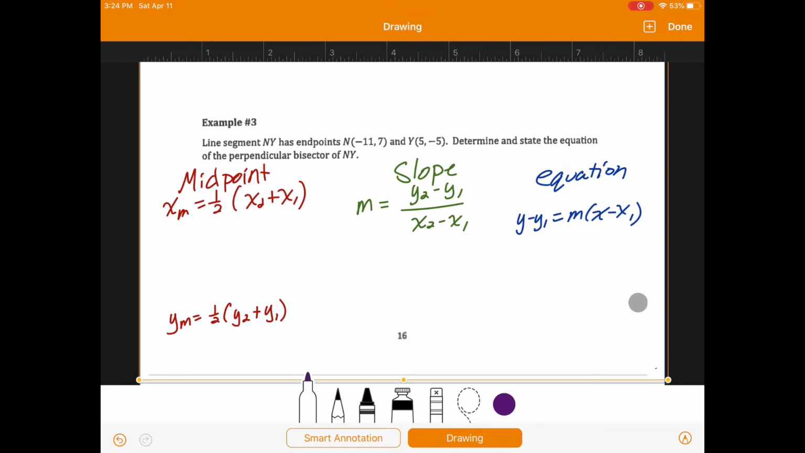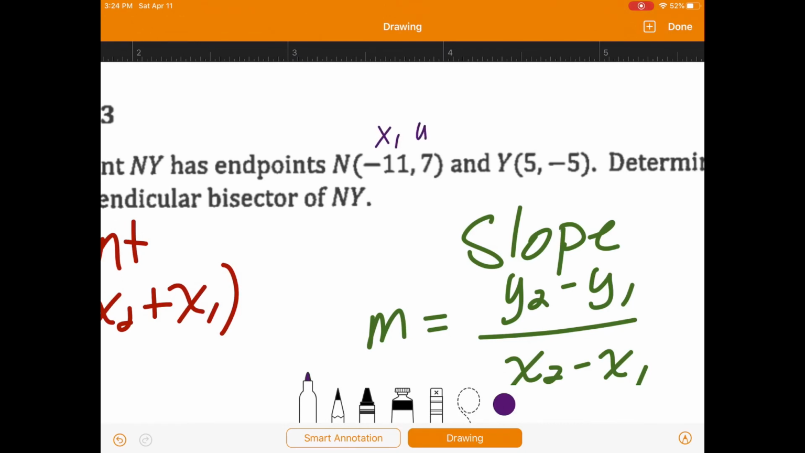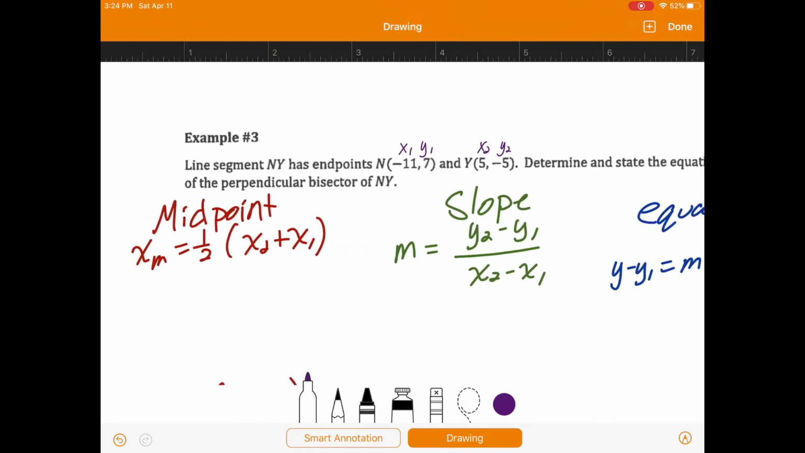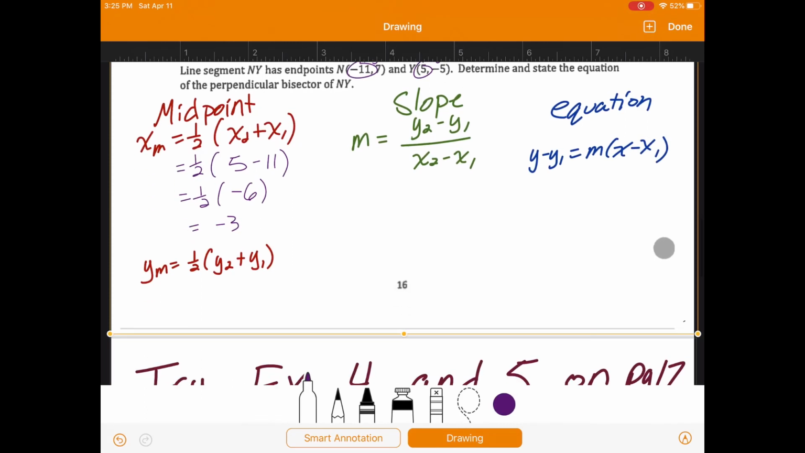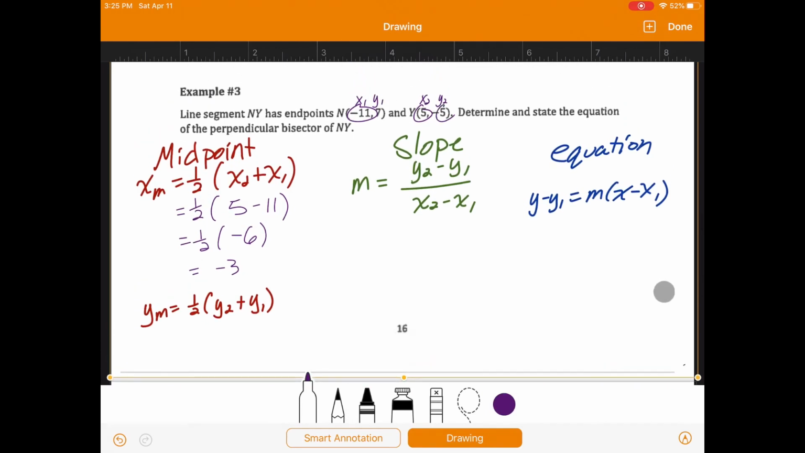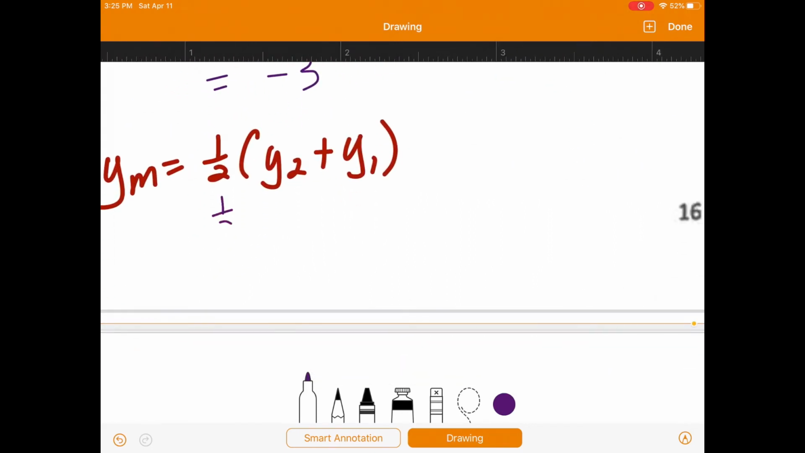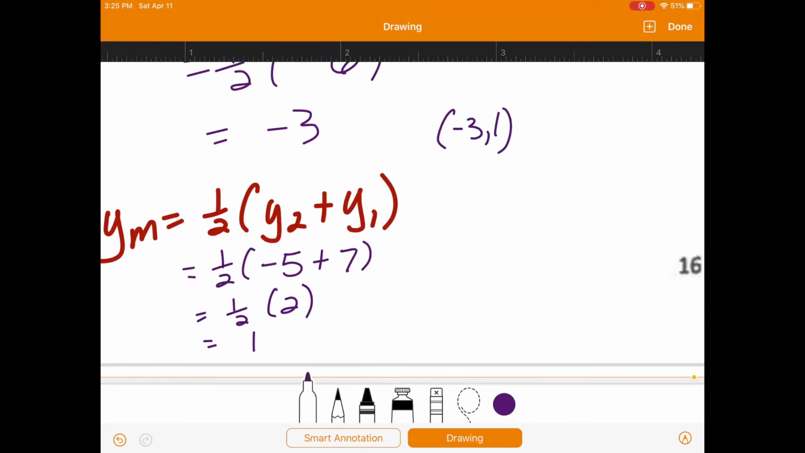We're going to start off by doing the midpoint like we did for the other ones. This is going to be x1, y1. This is x2, y2. And we're going to plug in for all of this. So the midpoint, we're going to do half of the 2 x values added together, so that's 5, plus a negative 11. So that's going to be half of negative 6. So that's negative 3. And then you're going to do the same thing for the y values, which is going to be negative 5 plus 7. So that's 1/2 of 2, which is 1. So the midpoint here is going to be negative 3, 1.